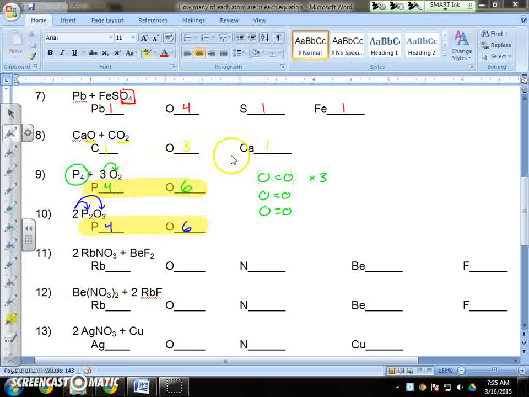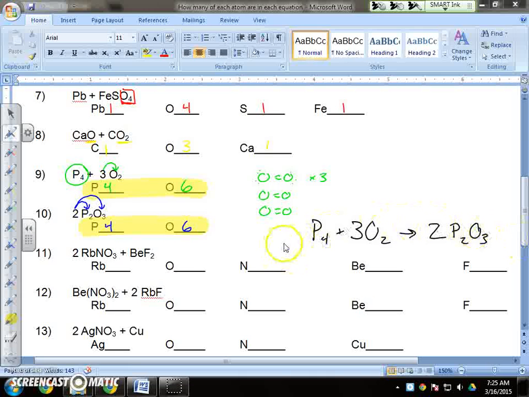And so realistically, I could set up an equation that looks like that, where I've got P4 plus 3O2 produces 2 P2O3. And we would consider this whole thing right now balanced, because they have the same number of P's and the same number of O's on each side. And this is our end goal here, is going through and being able to balance equations. But I can't do that if I can't figure out what's on one side of an equation.